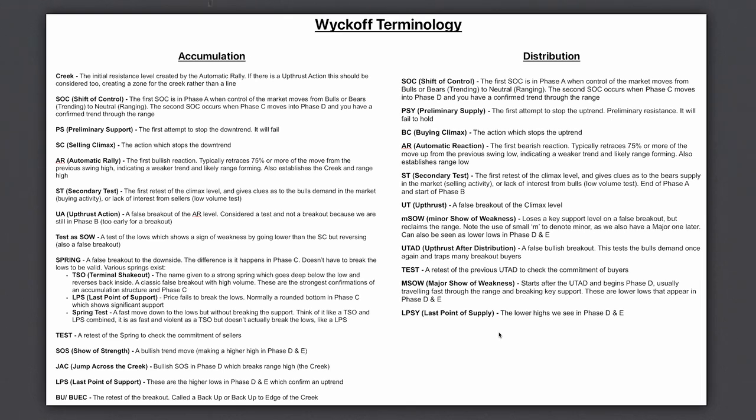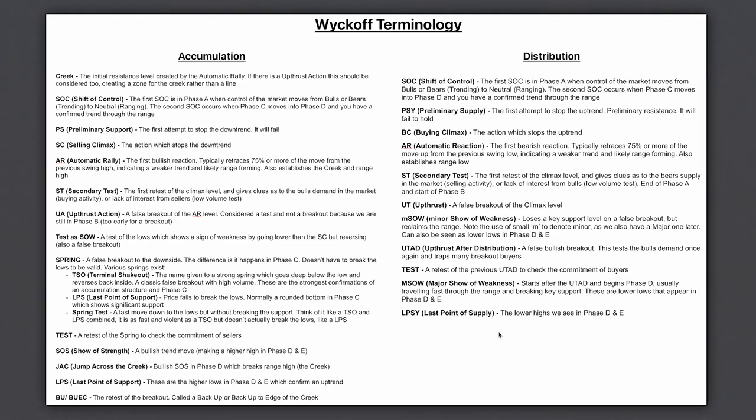both accumulation and distribution. So in accumulation, you have some key levels. One of them is the creek. That is the initial resistance level created by the automatic rally. Basically, the creek is your range high of your accumulation zone. So later on, when it breaks out to go higher, crossing the creek, or jumping the creek as it's known in Wyckoff theory, is a very important event.